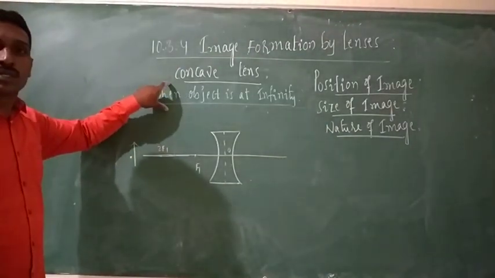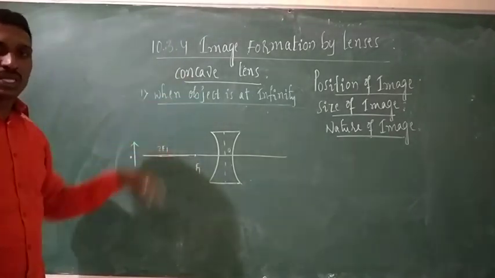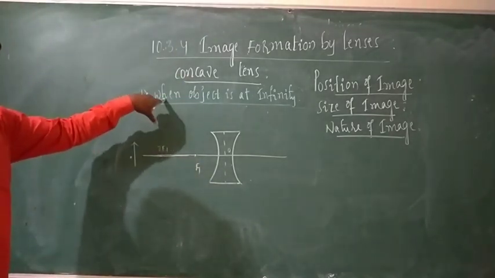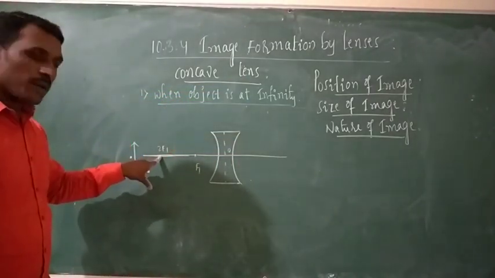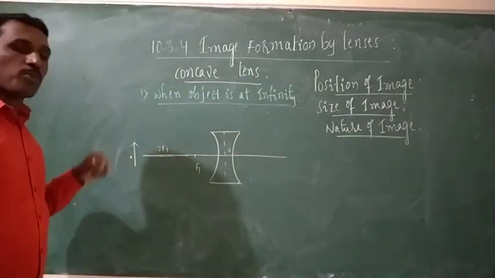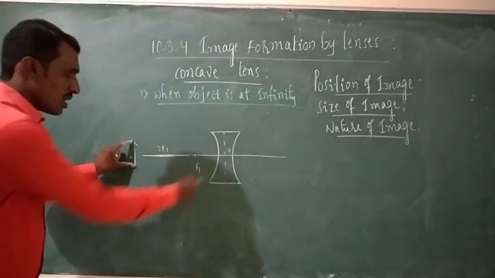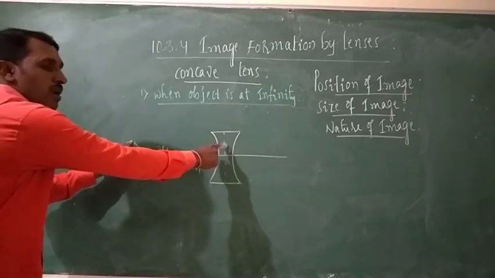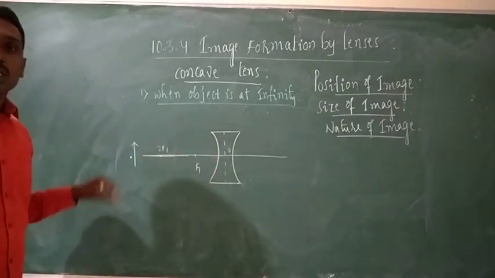Okay students, now we will study the formation of image by a concave lens. Here we have only two cases. The first case is when the object is at infinity. See, beyond 2f1, this point is called infinity. I placed one object here, which is at infinite distance from the concave lens. Now if the object is at infinity, where will its image form?